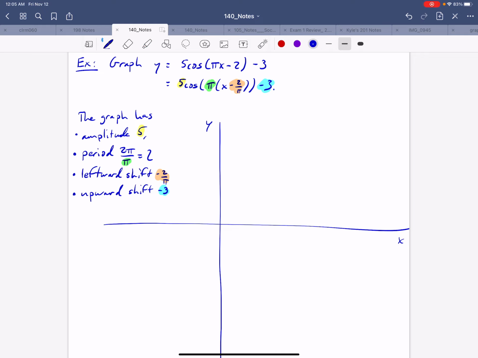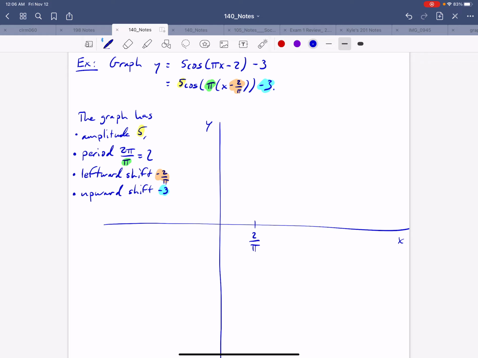All right, now, let's see how we approach this. I'm going to focus on the x values first. Then I'm going to focus on the y values. So for the x values, we are shifted from 0, negative 2 over pi to the left, which means 2 over pi to the right. 2 over pi, right, that's roughly 2 over 3, right?